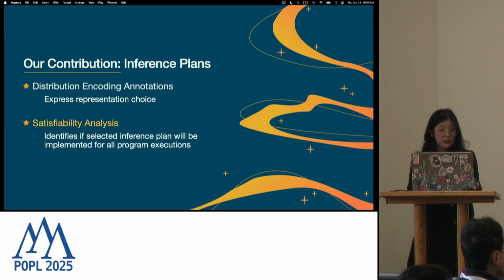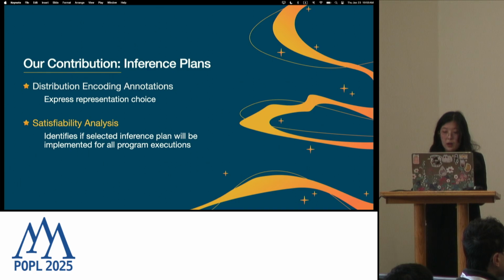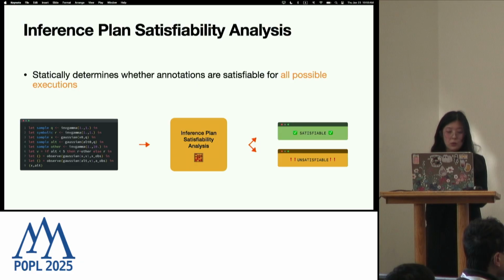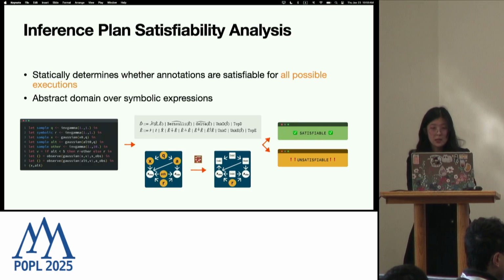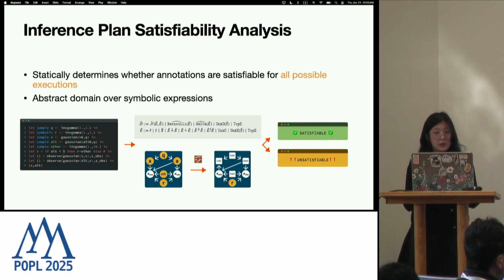And so to help developers do this reasoning, we also developed the inference plan satisfiability analysis, which statically infers whether a given set of annotations are satisfiable for all possible executions of the program. The analysis is an abstract interpretation with an abstract domain over the symbolic expressions used by the algorithm. This allows the analysis to approximate how the algorithm makes decisions about whether to sample random variables.